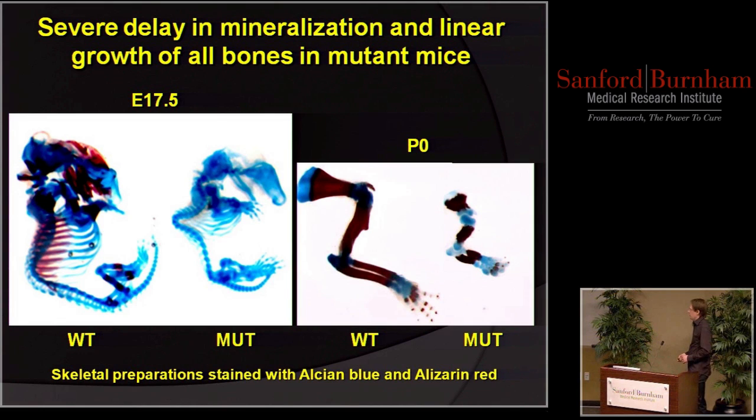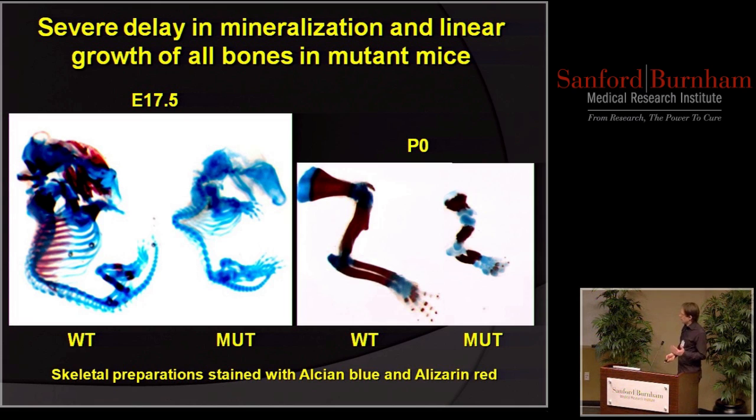And indeed, when we looked by skeletal preparations, we found that there was a severe delay in mineralization and linear growth of all bones. So in these skeletal preparations, the cartilage is stained blue with Alcian blue, and then mineralized cartilage and mineralized bone stains red with Alizarin red. And you can see that at E17.5, there is no mineralization in the mutant mice. But 2 days later, when the mice are born at P0, you can see mineralization is present, but clearly this element is much shorter than the wild type.